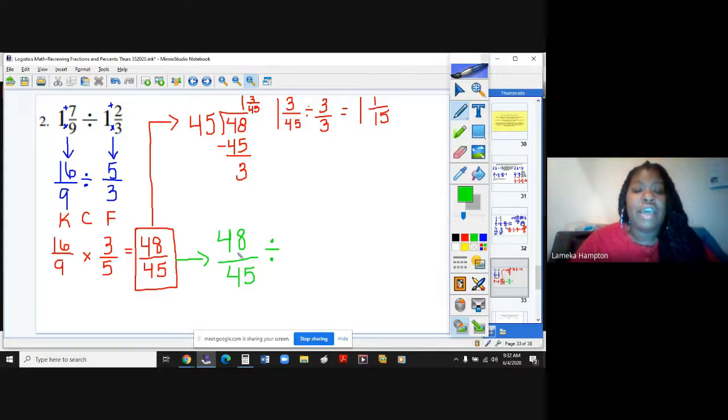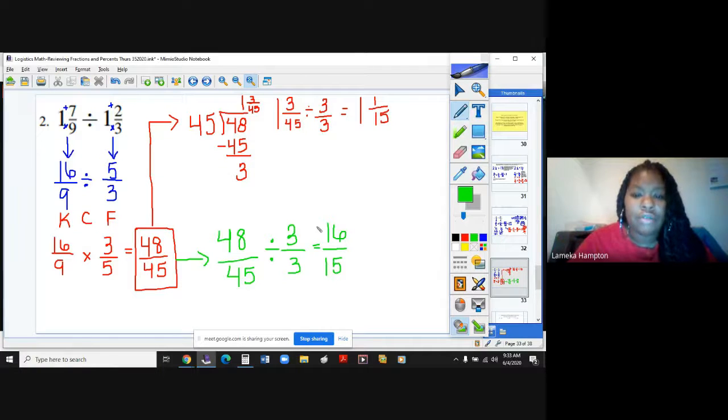So I am going to go ahead and simplify this fraction. I'm going to do the step here first, which would be to divide by 3. And when I do this, I'm going to get 3 divided by 48. This gives me 16. And 3 divided by 45 gives me 15. Now, I have simplified my improper fraction, but I cannot leave it in this way.